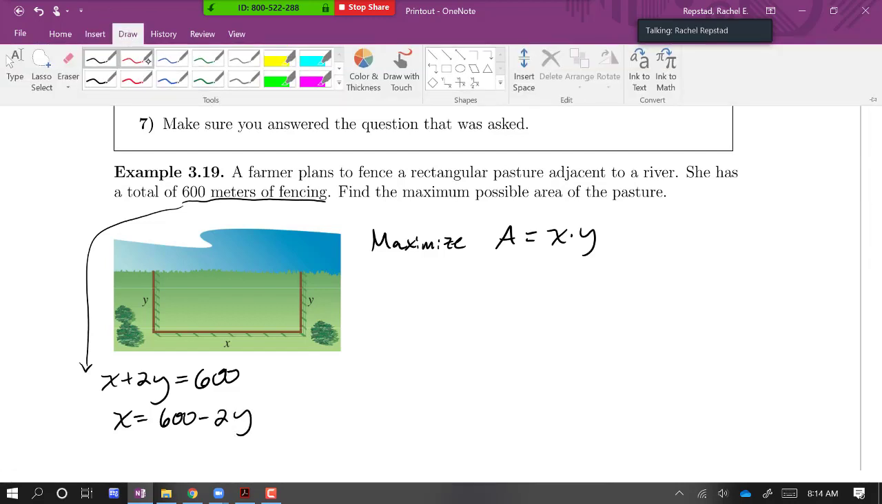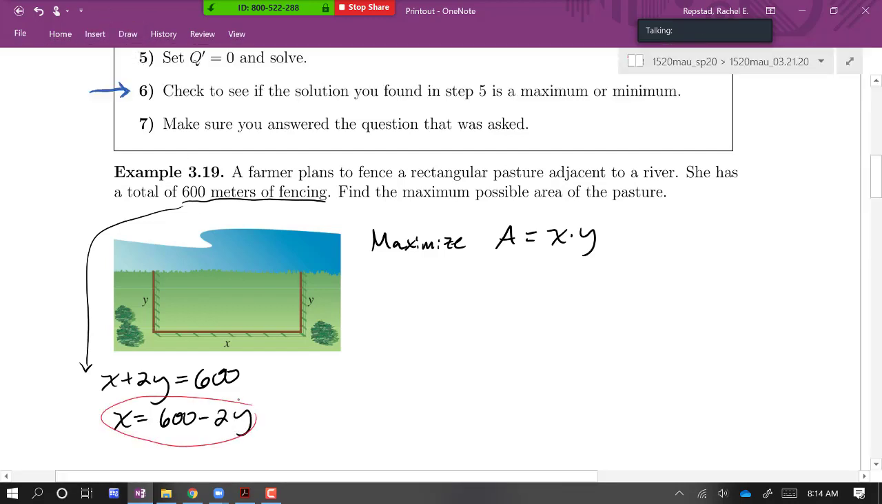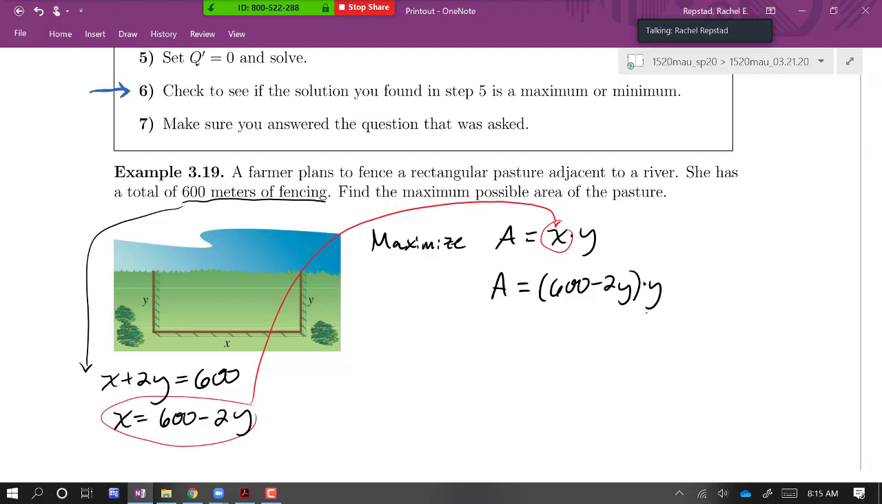And I'm going to take this and put it in right there. So now our area is 600 minus 2y times y. So there I've got the function written in terms of a single variable. We could at this point jump right into the derivative, but I want to make this as easy on myself as possible, so I'm going to distribute that factor of y.